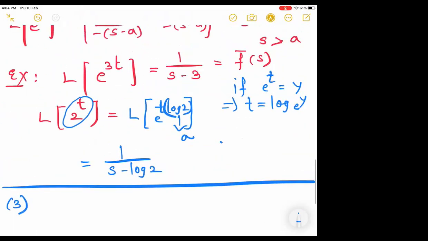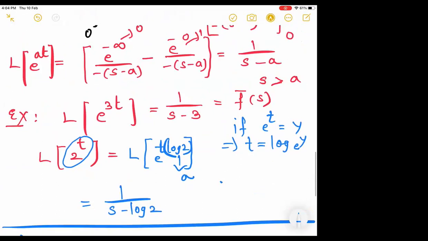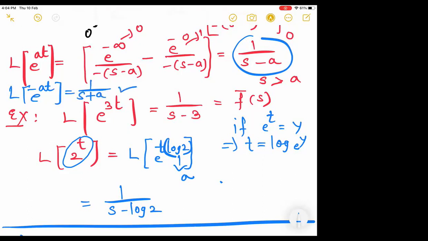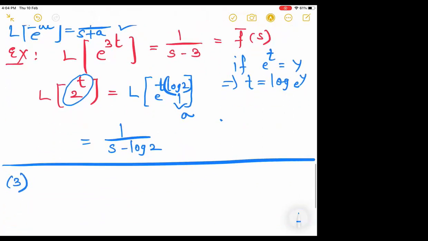And I forgot to tell you again here, for e raised to at the answer is 1 upon s minus a. So certainly the Laplace transform of e raised to minus at will be 1 upon s plus a. This should be understood. If a negative power is there for the exponential term, you will get the answer as 1 upon s plus a. So the third expression we will take.